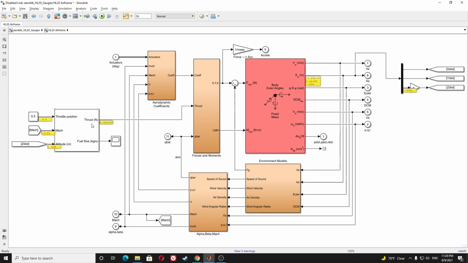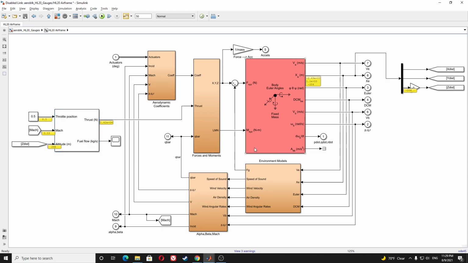The output parameter is the thrust. Thrust, as I have mentioned, is just on the x-axis. The other axes are 0. And it is in Newtons. The other output is fuel flow. It means fuel consumption, in kilograms per second.